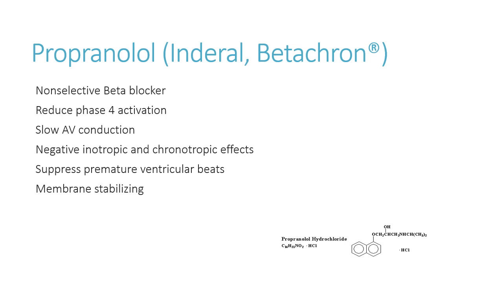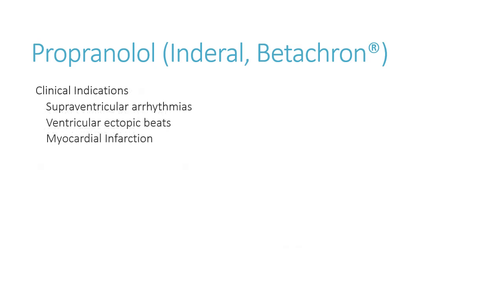But good for suppressing things like PVCs. Be aware, though, of the negative chronotropic and negative inotropic effects there, if your patient's really dependent on that cardiac output for perfusion, like with CHF. Most often used for supraventricular arrhythmias, PVCs, MI. Obviously, we would use that pretty frequently.